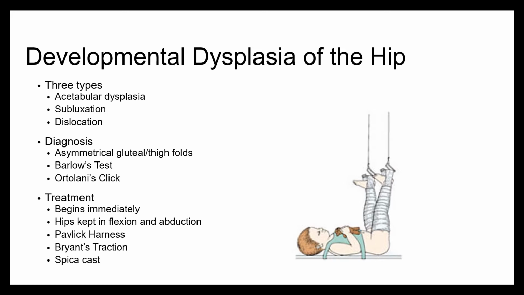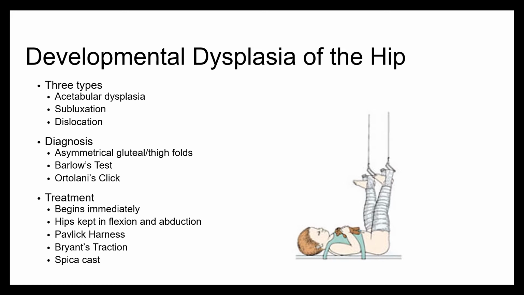Some other evidence of developmental dysplasia of the hip includes noticing asymmetrical gluteal and thigh folds. If you were to take the infant and place them in the prone position and examine the folds down from the gluteal area down the thigh, you would notice an asymmetrical difference between one leg to the other.